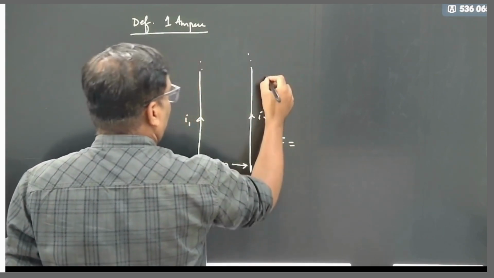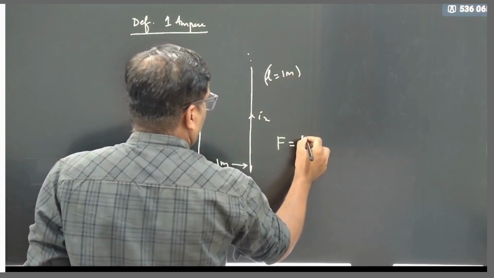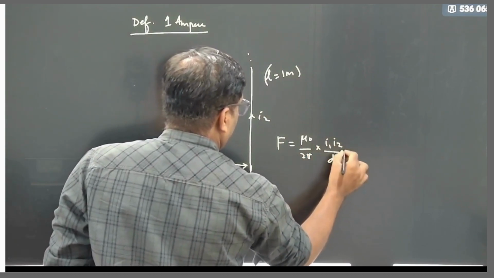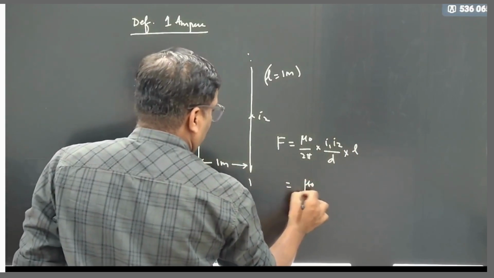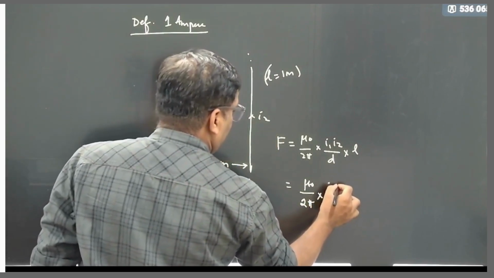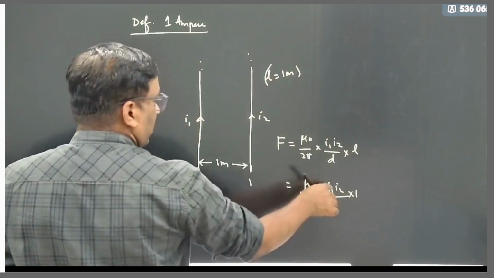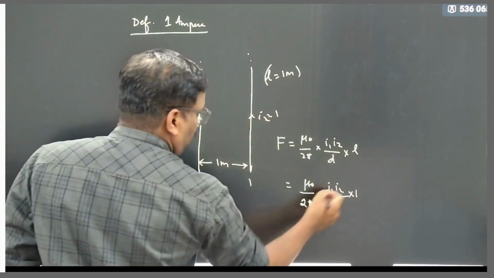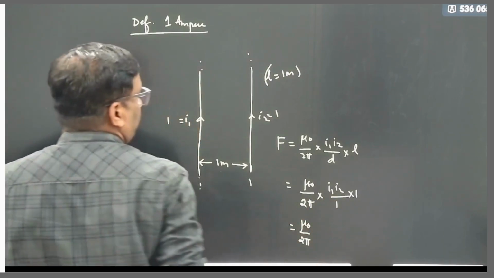Force per unit length. The length of this part is also 1 meter. So force is equal to mu naught by 2 pi into I1 I2 by D into length. If they are separated by 1 meter distance, mu naught by 2 pi into I1 I2 divided by 1 into the length, which is also 1 meter. If the current flowing is 1 ampere, then 1 into 1 is 1.